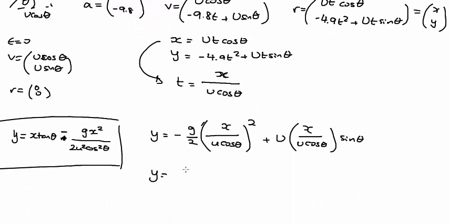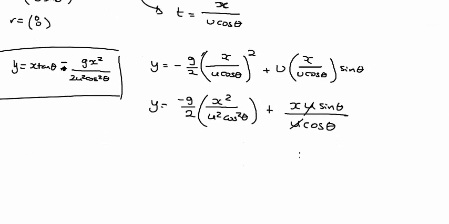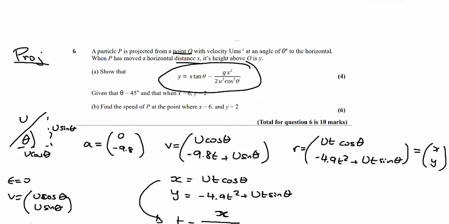That's what we wanted. Okay, so now if we multiply this out, can you see we get g over 2 times x squared over u squared cos squared theta. That's excellent. With this one, if we put this all together, we're going to get x u sine theta over u cos theta. So you can see those are going to cancel. That's going to turn into x tan theta. And this is going to very quickly become exactly what we're looking for. So you see, it's actually not too bad, hopefully. Voila.